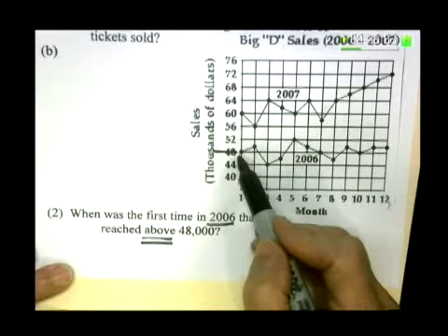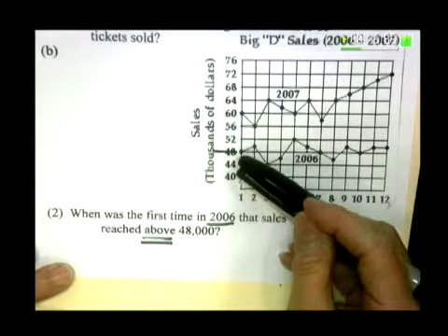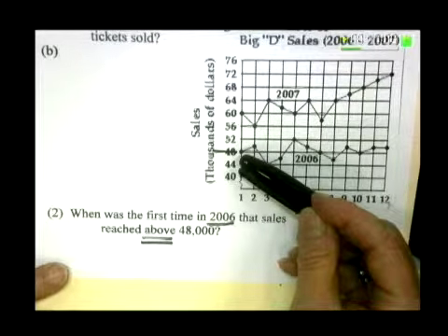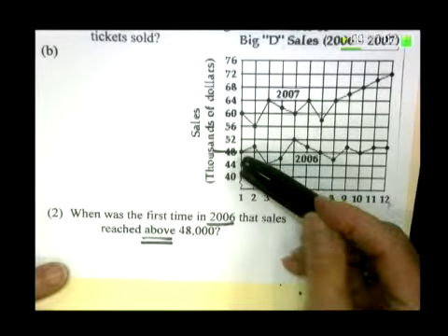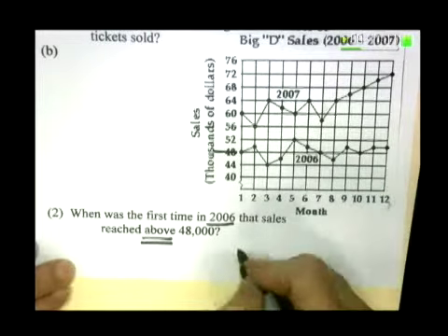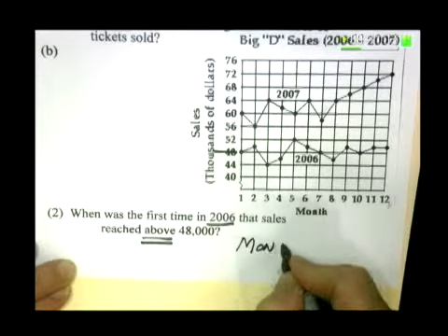So let's look at month 1. In month 1, what were the sales? 48,000. Is that above 48,000? No. In month 2, were the sales above 48,000? Yes, and that's the very first time. So the answer to this problem would be month 2.